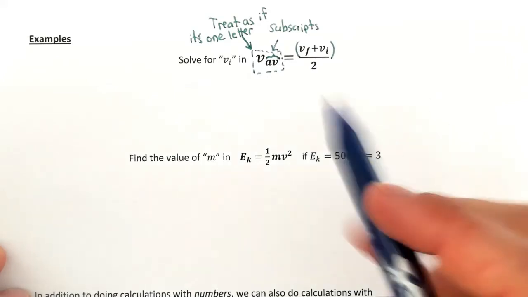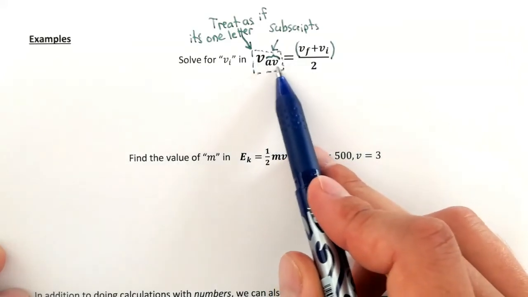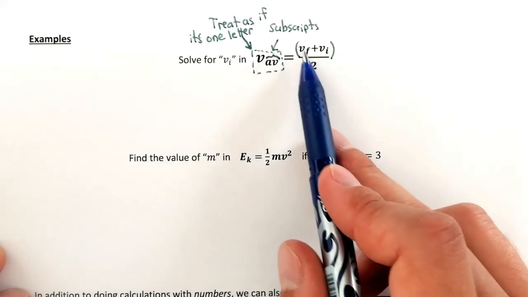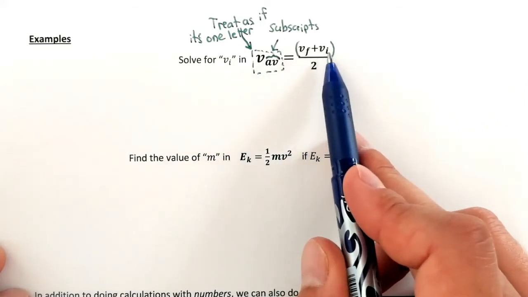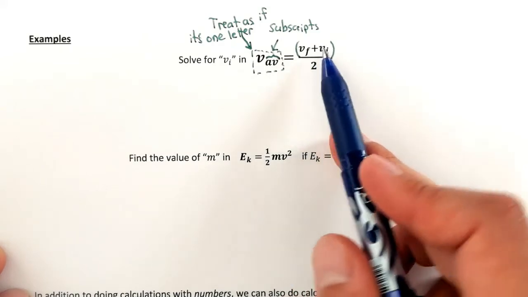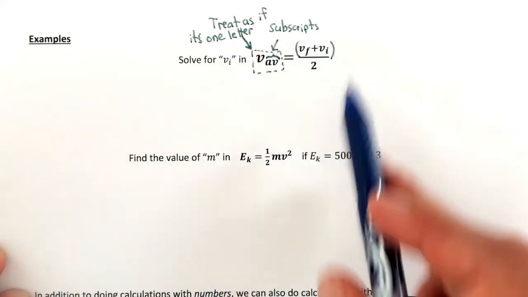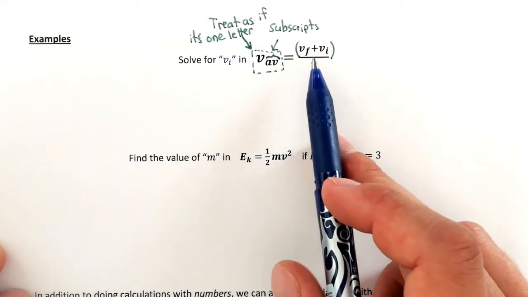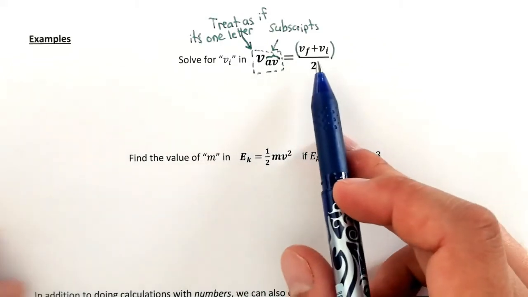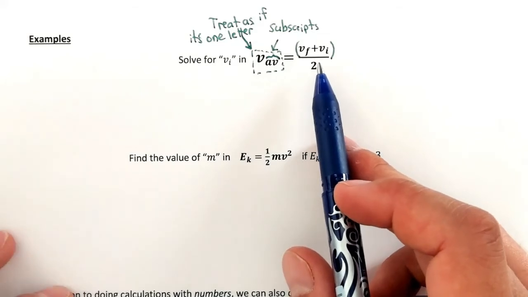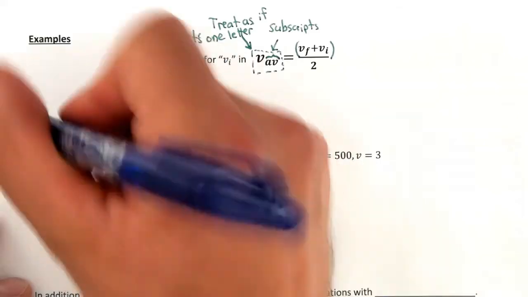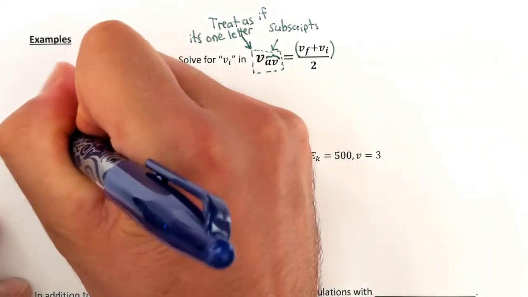In case you're interested at all, VAV is average velocity, VF is final velocity, and VI is initial velocity. We don't need to know any of that to solve this problem. We just need to know that these are letters and we need to be able to move them around. But this is an equation from physics that we'll be using later on in this course. Okay, so I'm going to write BEDMAS down here because, again, we're going to be using it a lot. It's important. It'll be nice to refer back to it.